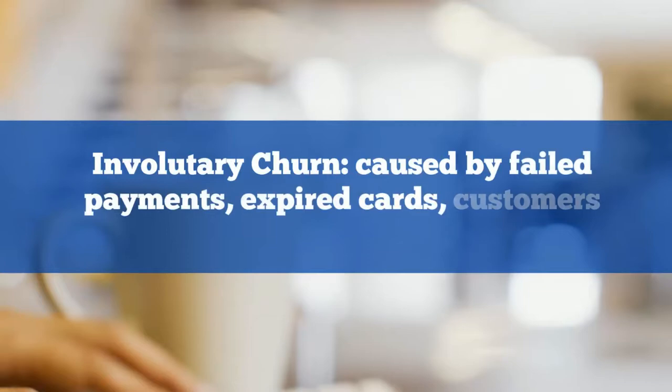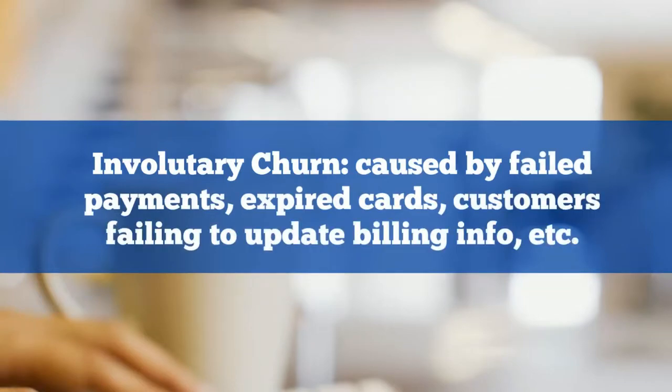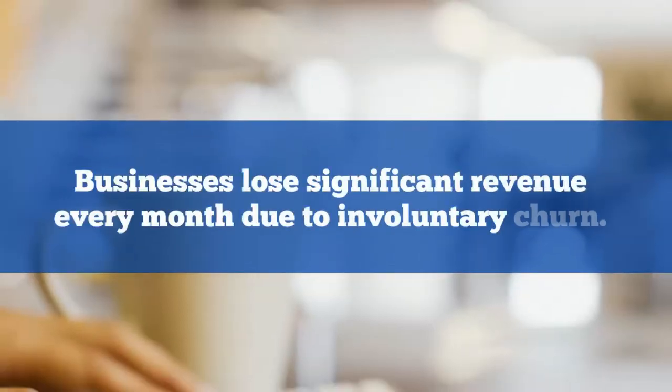Involuntary churn happens when a customer has no intention of leaving. They are happy with your product or service. Their subscription gets suspended or terminated because of failed payments, expired credit cards, or other preventable reasons, such as failing to update payment information. Involuntary churn is mostly preventable. Businesses lose significant revenue each month due to involuntary churn.